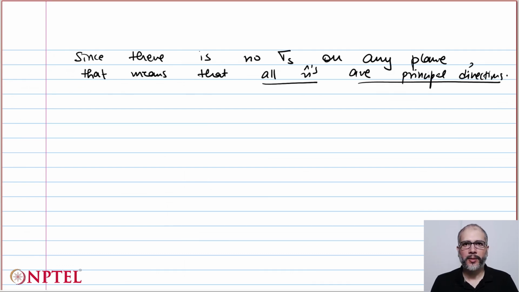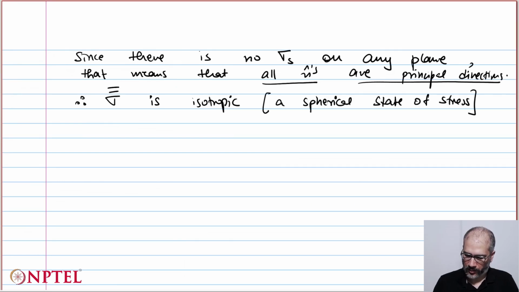And if you recall, if all n hats are principal directions, that means it's a spherical state of stress, and that means that sigma is isotropic. So we can write sigma as this constant K times delta ij. I'll underline this.